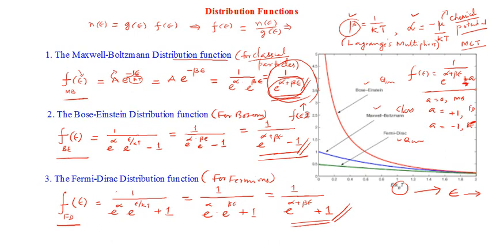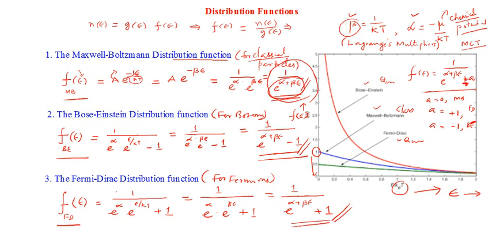Another thing is that you can see here the value of the distribution function is 1. This is a rough sketch only. The value of the Fermi-Dirac distribution function will always be less than 1. I will tell you why in the next video. You can see the Fermi-Dirac distribution function has remained less than 1. That is what you have to note. It's always less than 1. The graph never goes above 1.